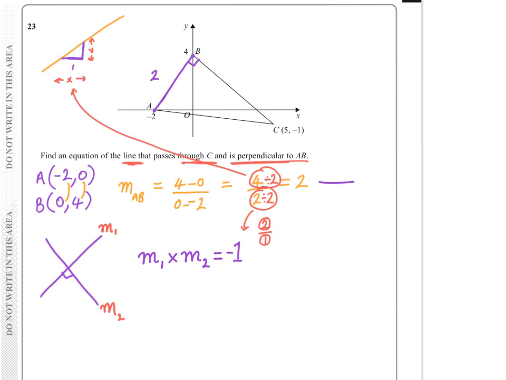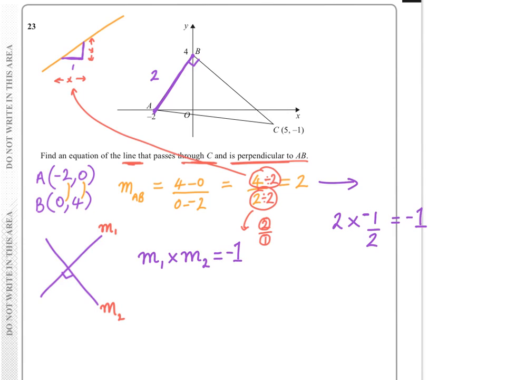So, in this case, if we had the gradient of the line segment AB, and that was 2, we'd have to times that by something that gave us negative 1. Well, think about timesing something by 2 to give 1. That something would be a half, or the reciprocal of 2. So that would be 2 times a half, which would be 1. So we know the gradient's got to be going downhill because this one went uphill. So the gradient of the line perpendicular to the line segment AB must have a gradient of minus a half.